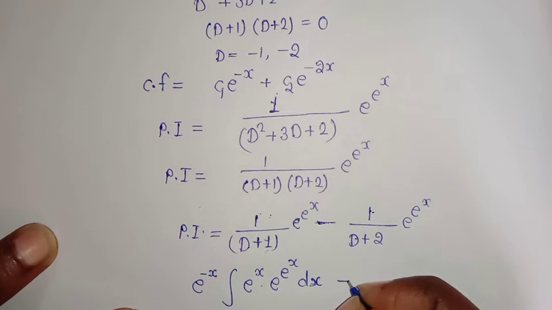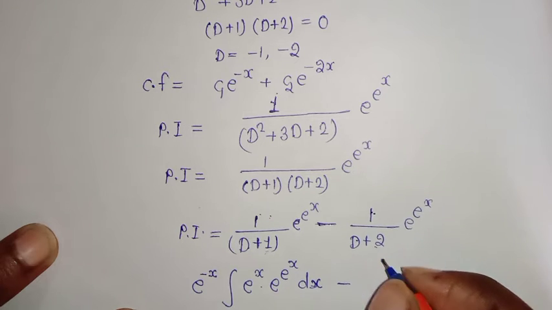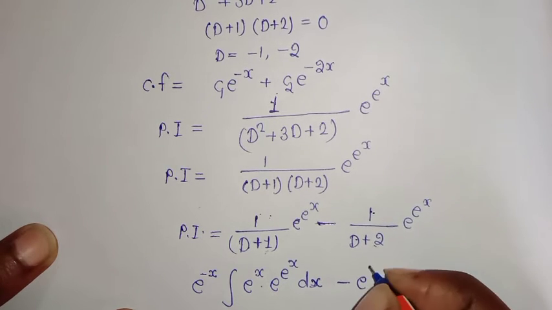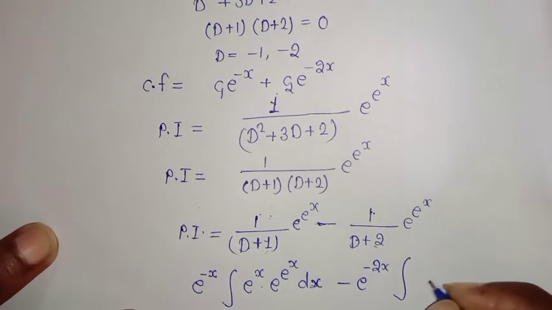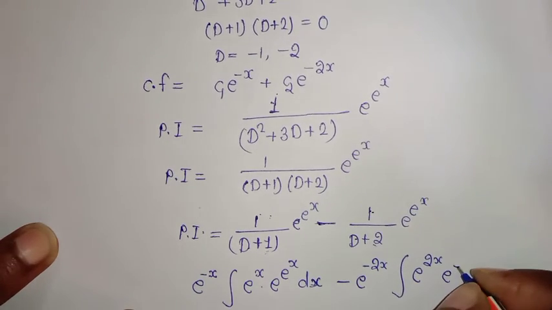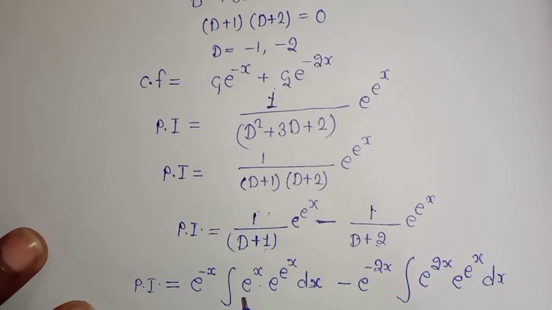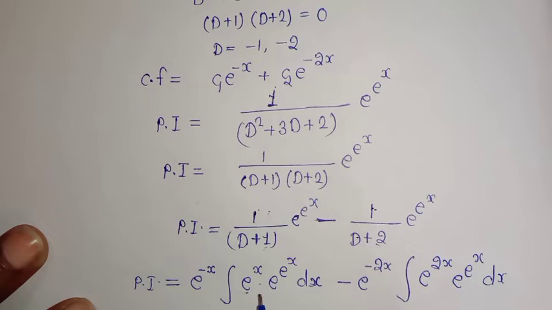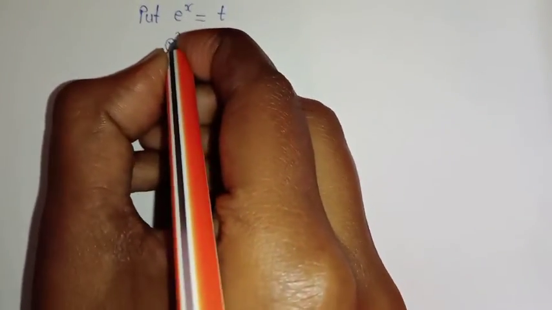And now alpha is 2 here, and this is present with positive sign, so we have to take the negative term outside, but this time our alpha is 2. So this is e raised to power minus 2x, and e raised to power 2x is present inside the integral, and e raised to power x into dx. Now we will assume e raised to power x as t to solve this integral. So put e raised to power x as t, then e raised to power x dx becomes dt.